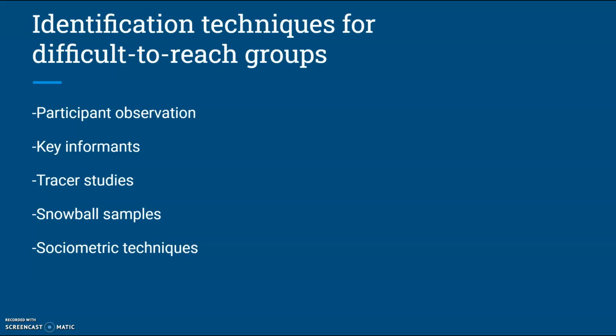Snowball samples: members of the difficult-to-reach group are asked to share information on other members. In sociometric techniques, the participants are asked to share who they go to for advice. Sometimes a sociometric map is drawn up to show the connections.